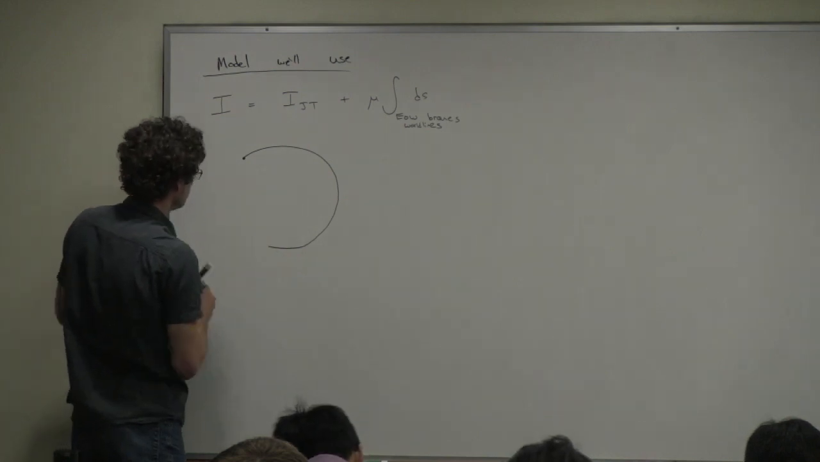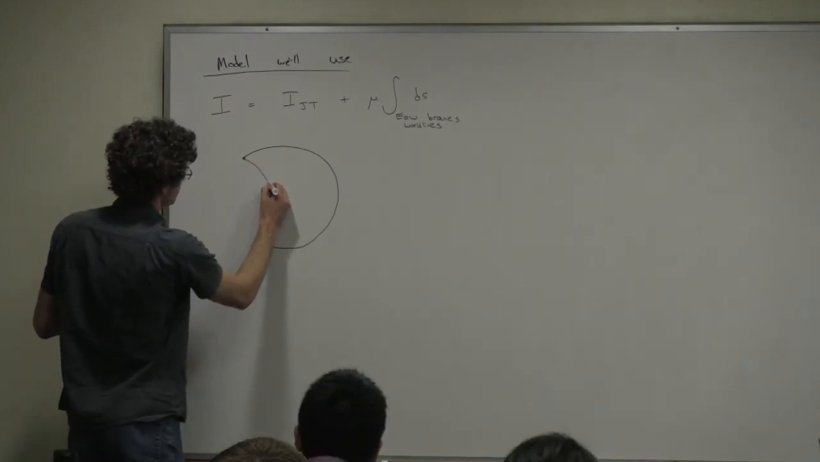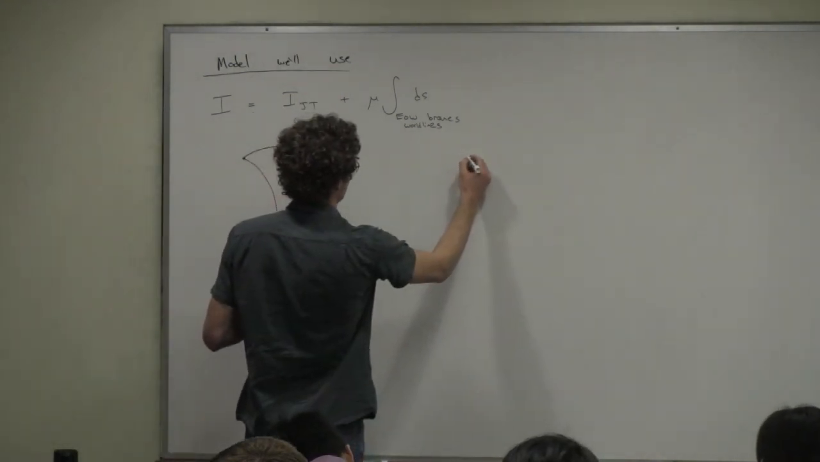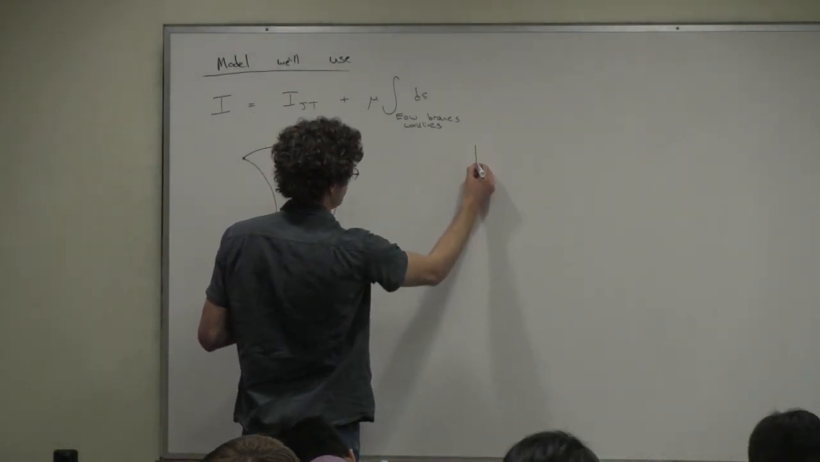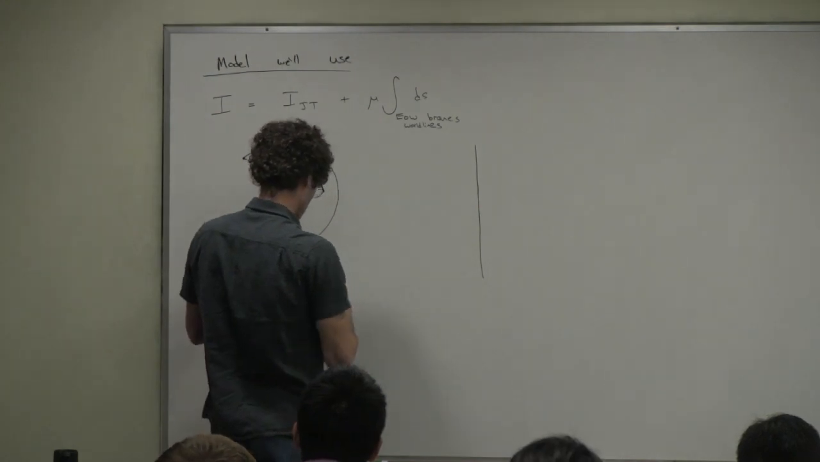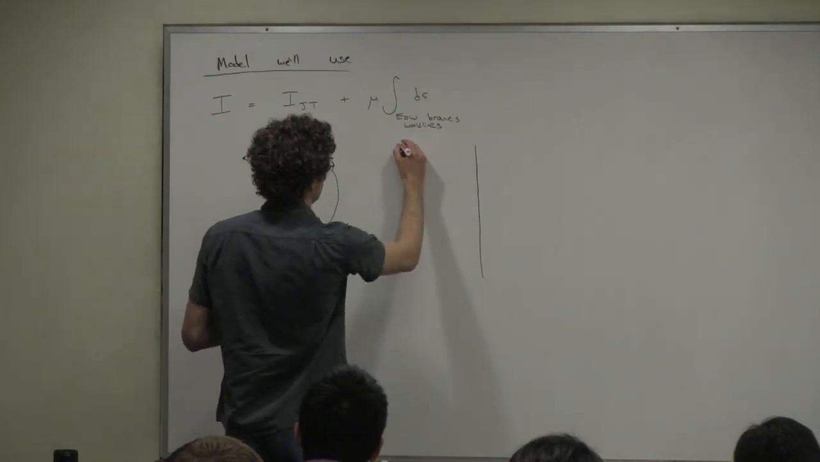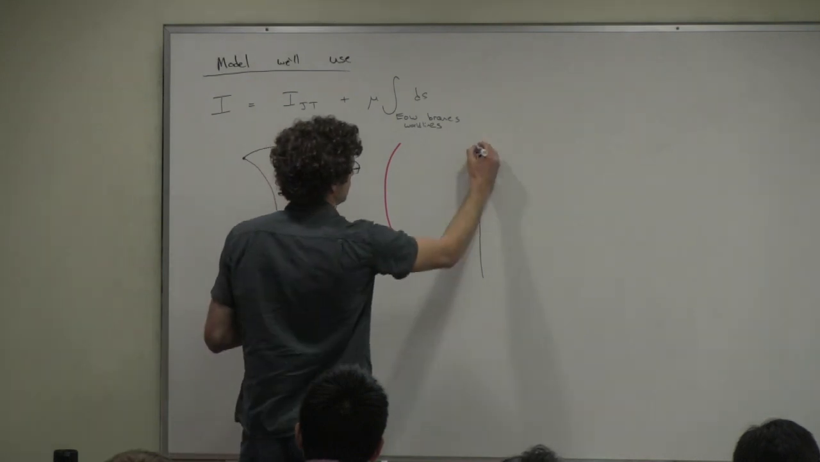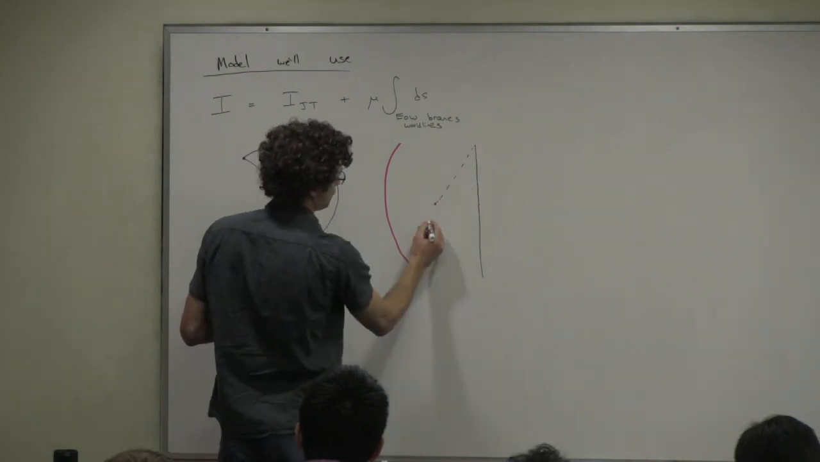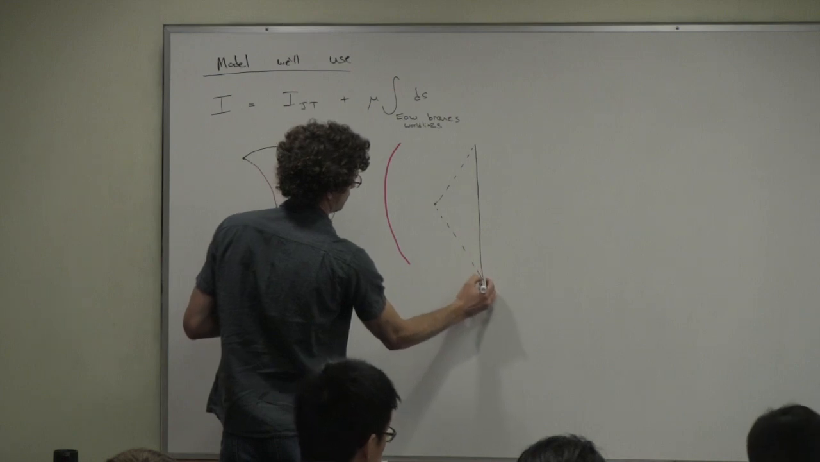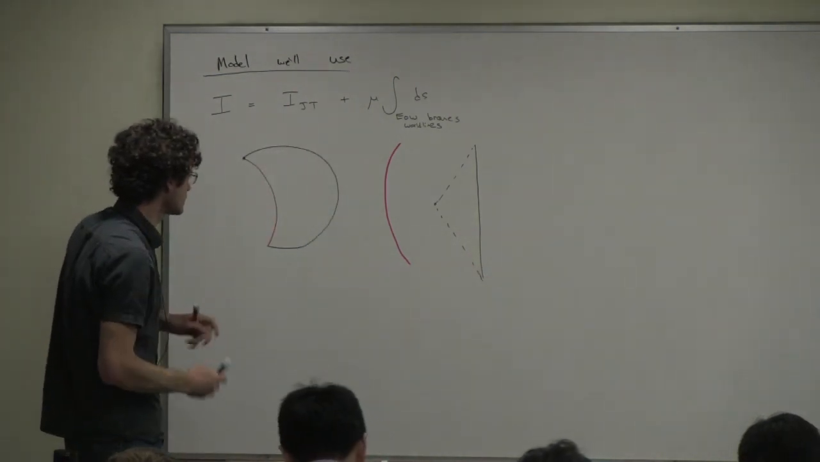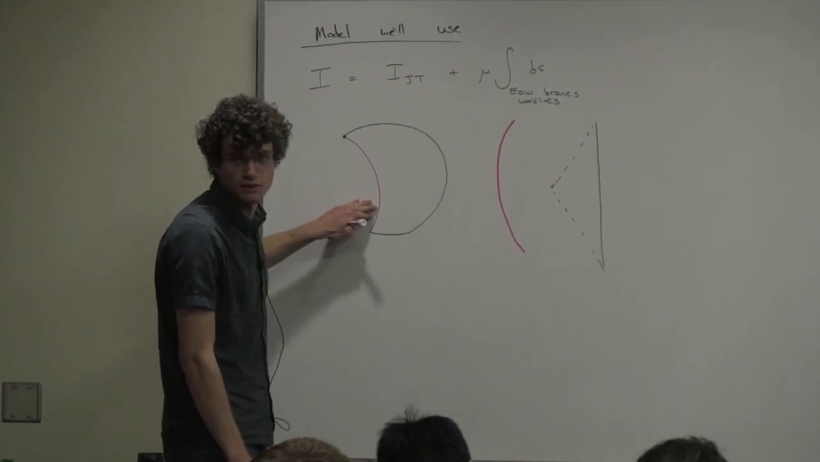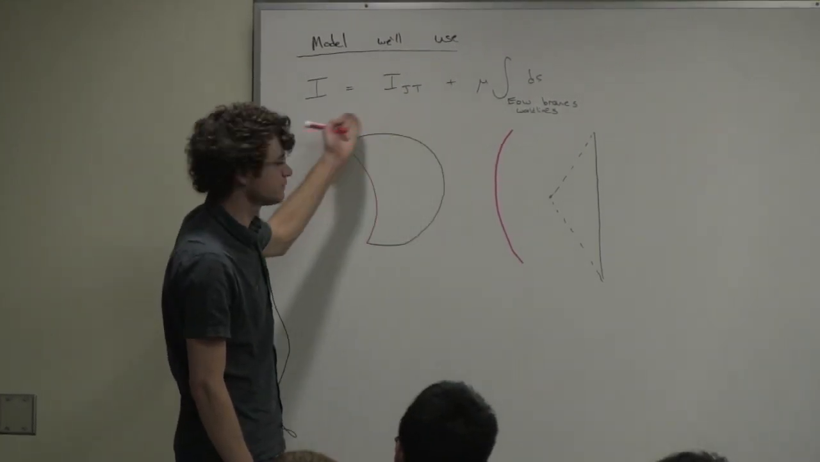Let me draw them. This one is in Euclidean signature, and the same thing in Lorentzian signature. Okay, so what are we drawing here? The red curves are end-of-the-world branes, and the black curve is a usual AdS boundary.